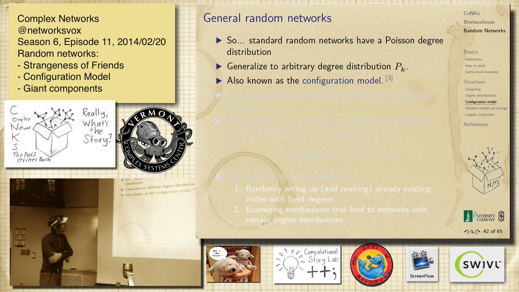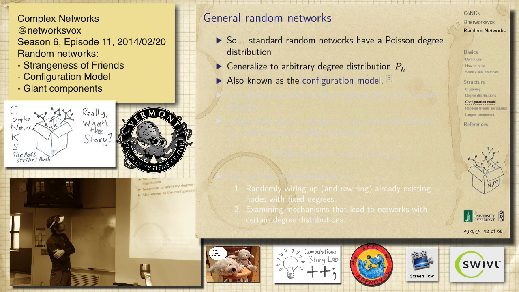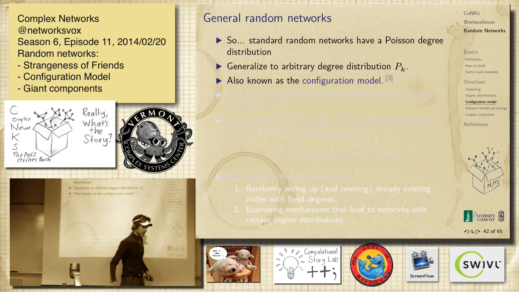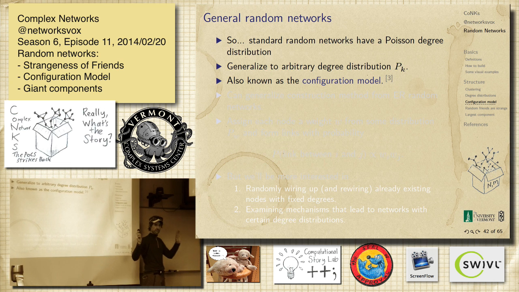Okay, so we can call these generalized random networks. And you'll also see configuration model, which is another term that's just been around for a while. People will just say that. They mean this.